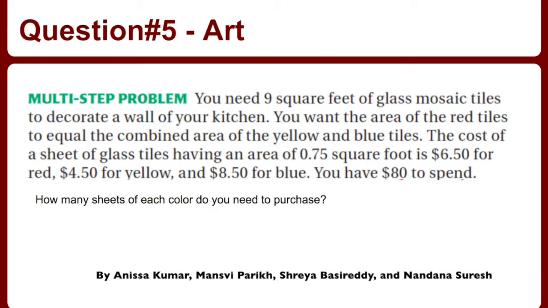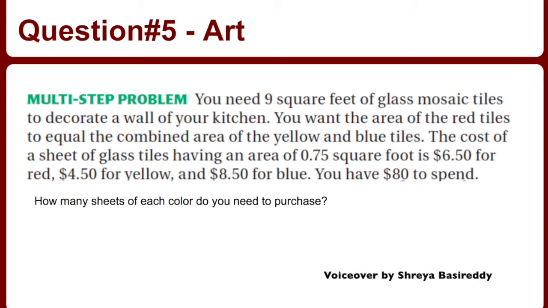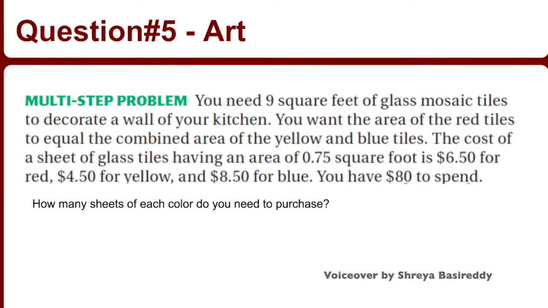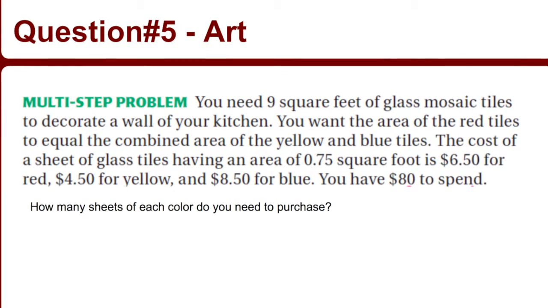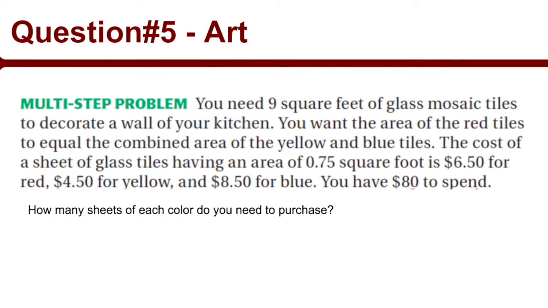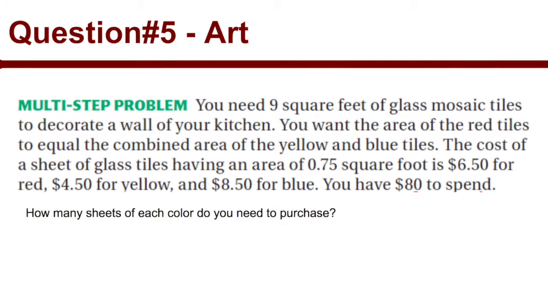You need 9 square feet of glass mosaic tiles to decorate a wall of your kitchen. You want the area of the red tiles to equal the combined area of the yellow and blue tiles. The cost of a sheet of the glass tiles having an area of 0.75 square foot is $6.50 for red, $4.50 for yellow, and $8.50 for blue. You have $80 to spend. How many sheets of each color do you need to purchase?